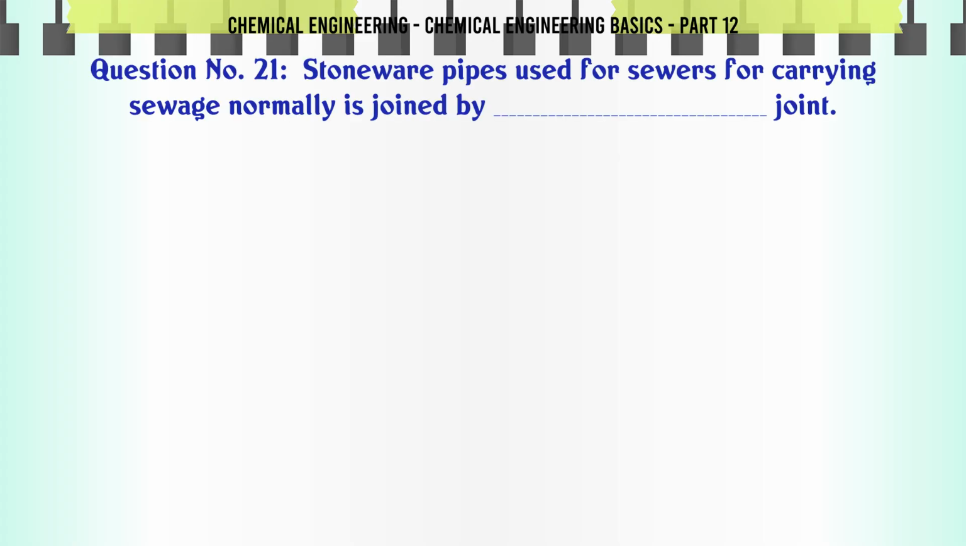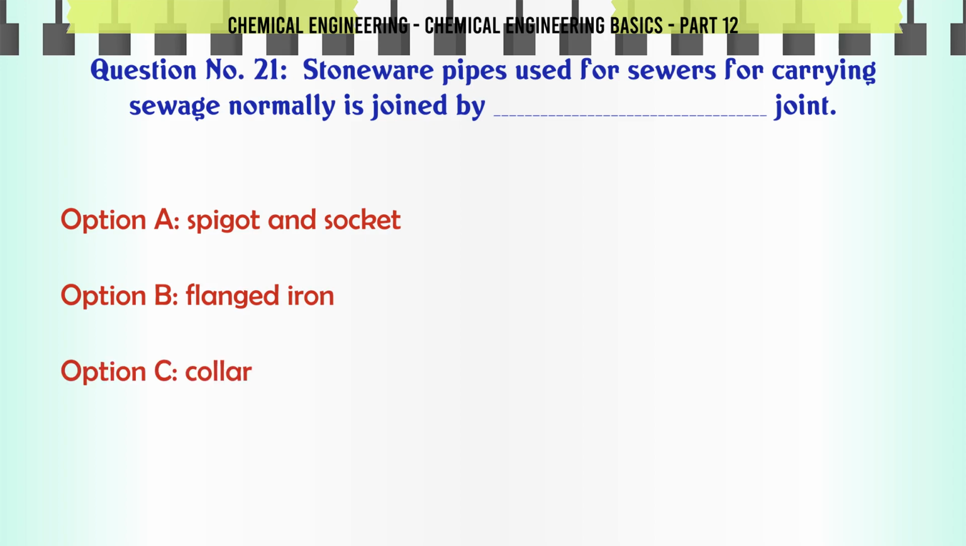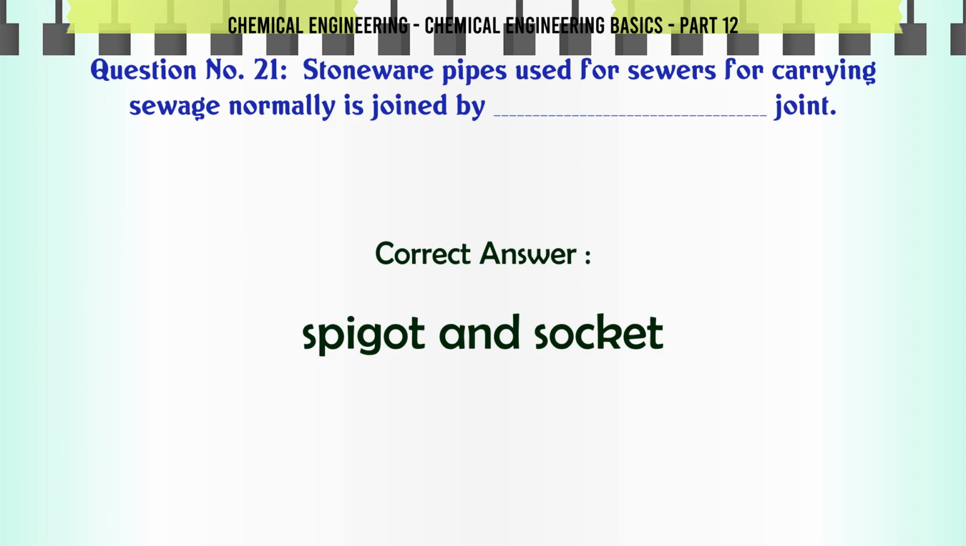Stoneware pipes used for sewers for carrying sewage normally is joined by joint. A. Spigot and socket. B. Flanged iron. C. Collar. D. Expansion. The correct answer is spigot and socket.